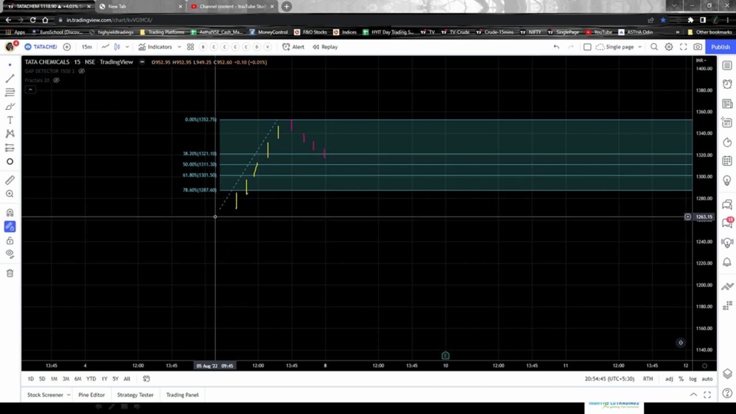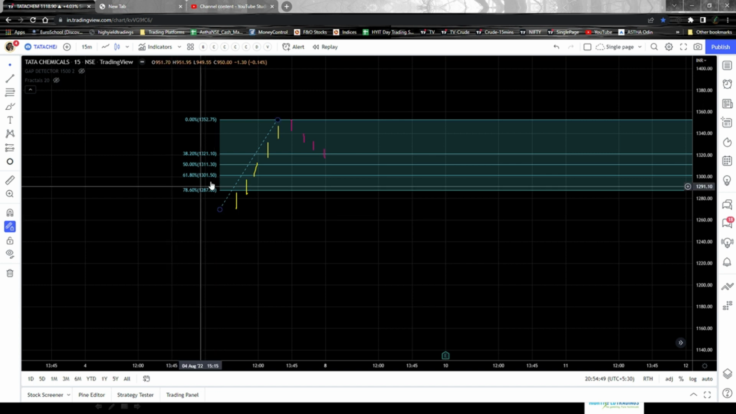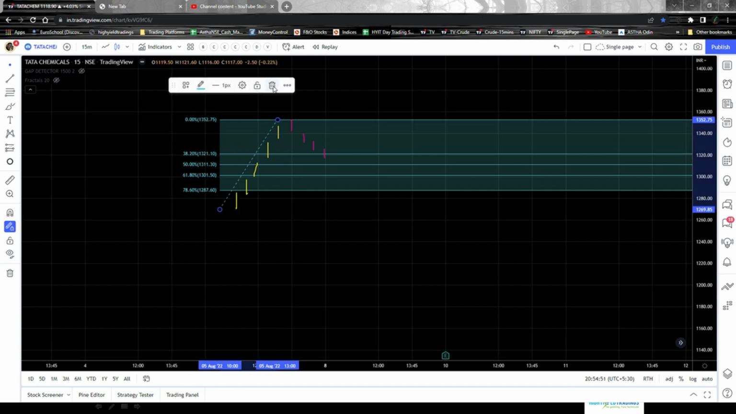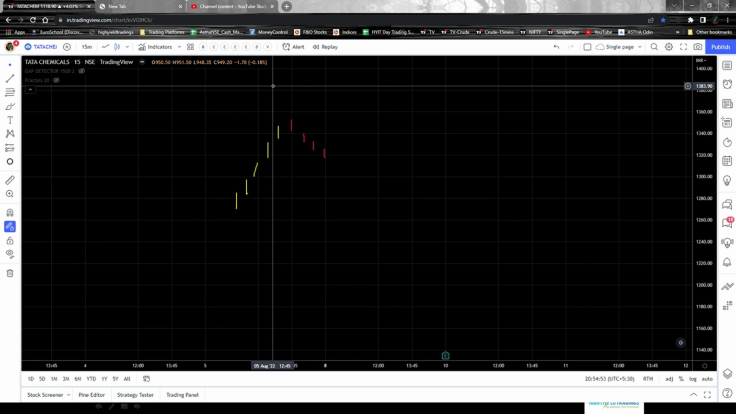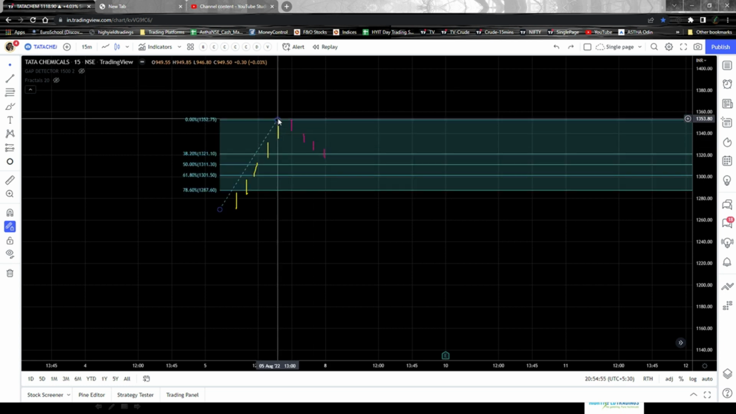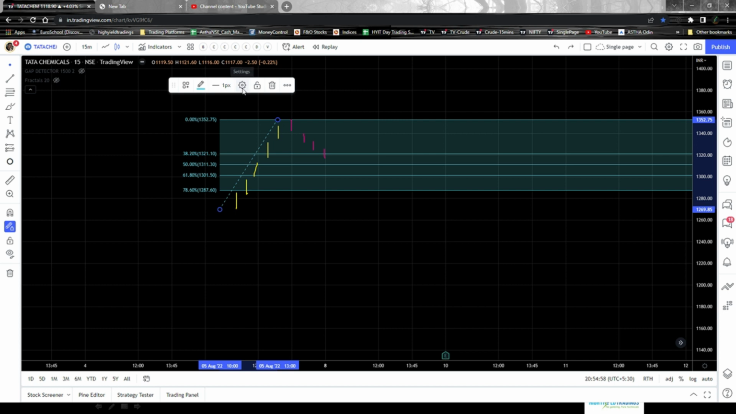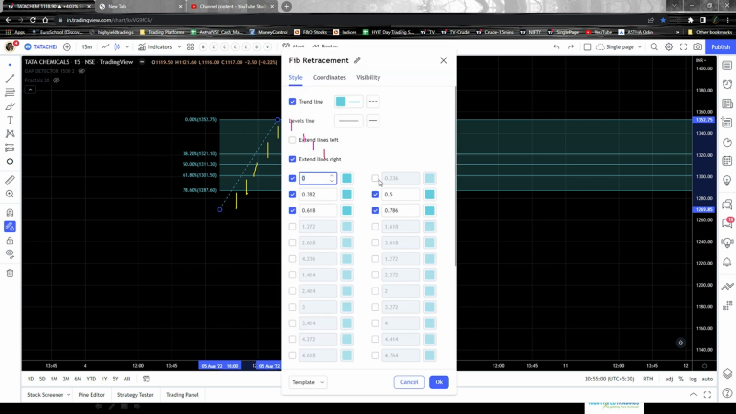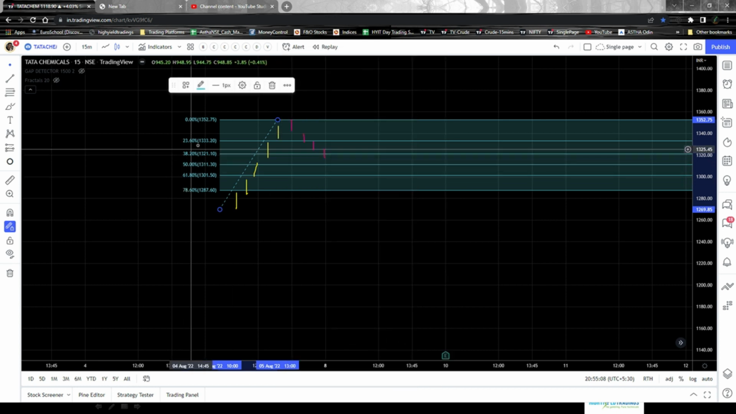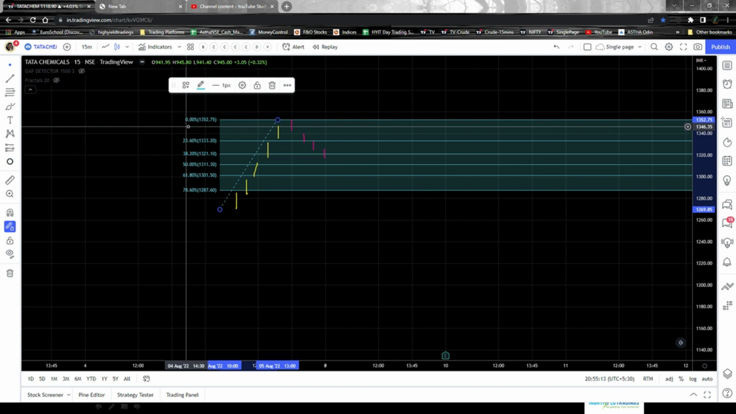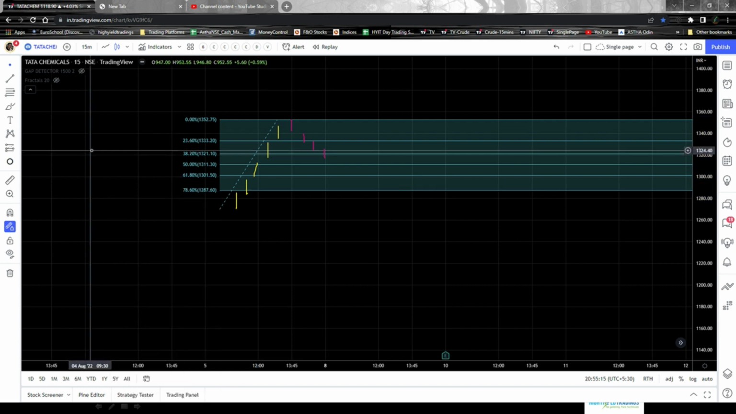Okay, so which is the level that we need to bring in? That is 23.6. So go to the settings and just check the box 0.236. That will bring 23.6% here. This is the level that we want if we are trading intraday and if we are using Fibonacci retracement. I hope that is clear.